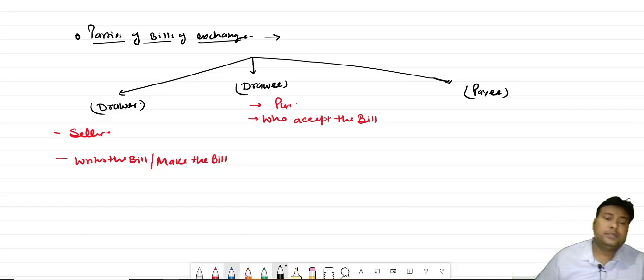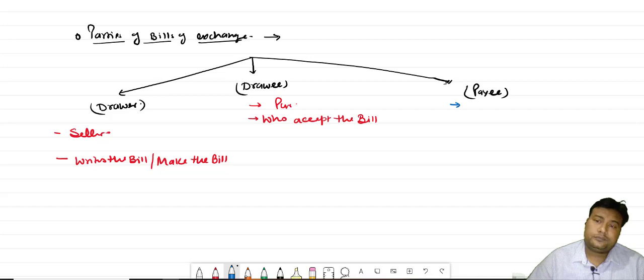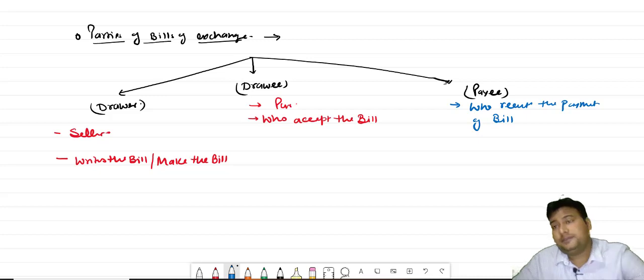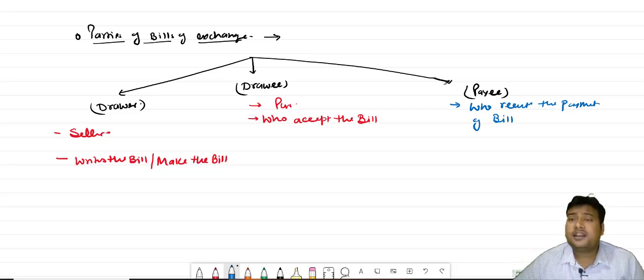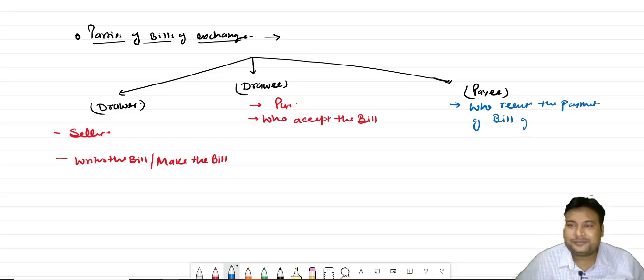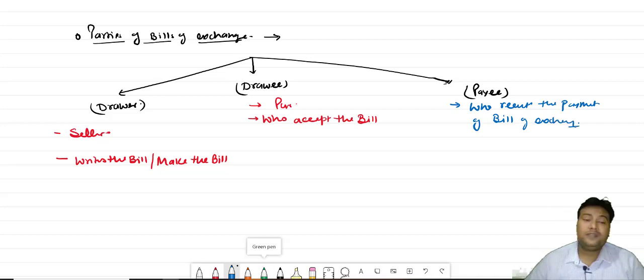Now, who is the payee, bacha? Very simple: the one who receives the payment of the bill. Don't get confused. The name is payee, but it doesn't mean the person is making the payment. The payee is a person who receives the payment of the bill of exchange.